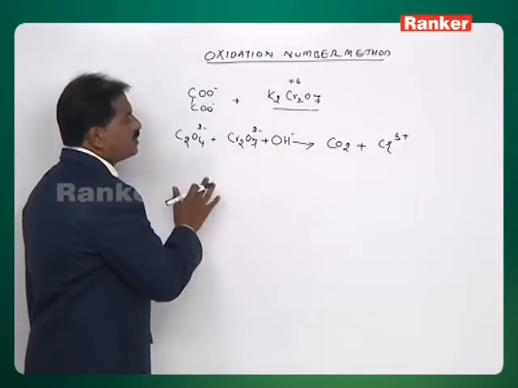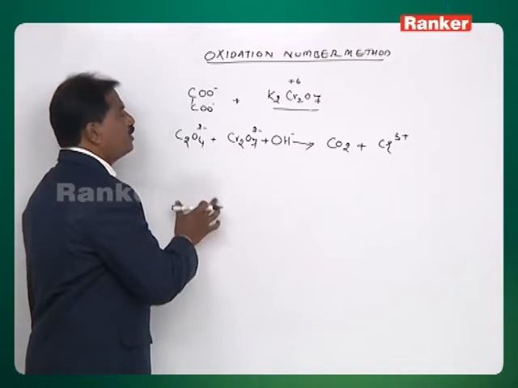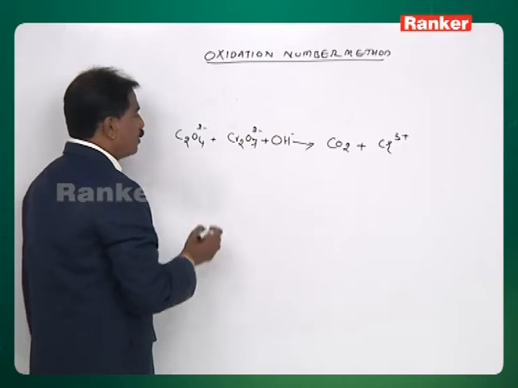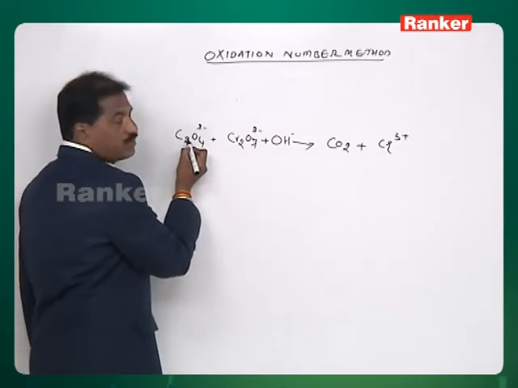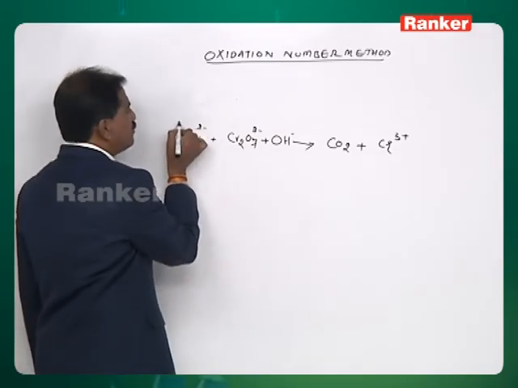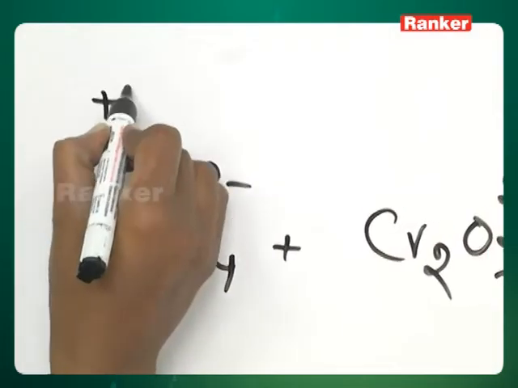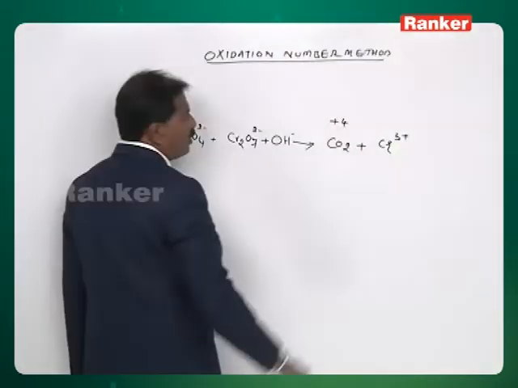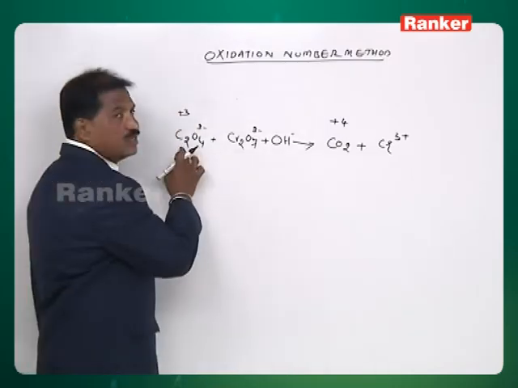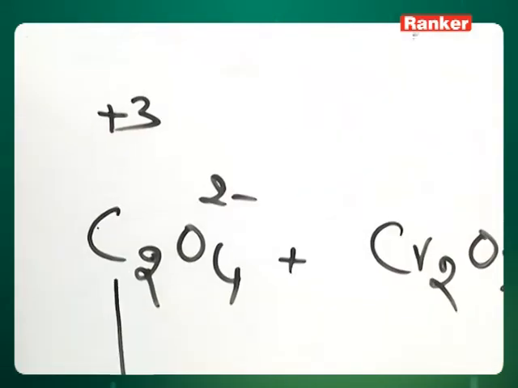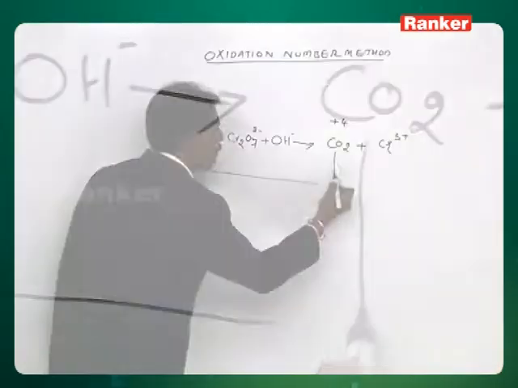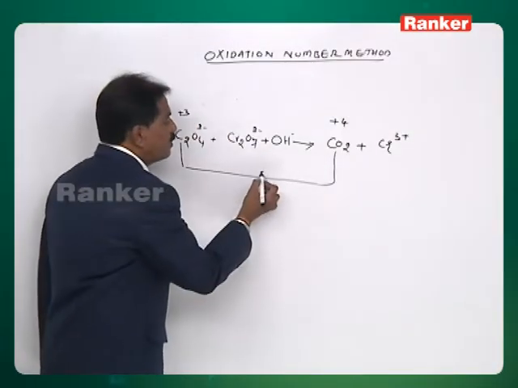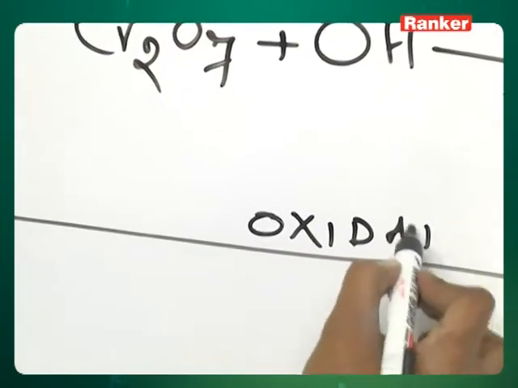In this oxidation number method also, the first step is the identification of the oxidation state of each and every species. Now, let us observe the oxidation state of the carbon here. The oxidation state of every carbon here is +3. The oxidation state of the carbon here is +4. That means for carbon, there is a change in the oxidation state. Now, identify what type of change is happening. For carbon, there is an increase in the oxidation state. Hence, we can say carbon is undergoing oxidation.